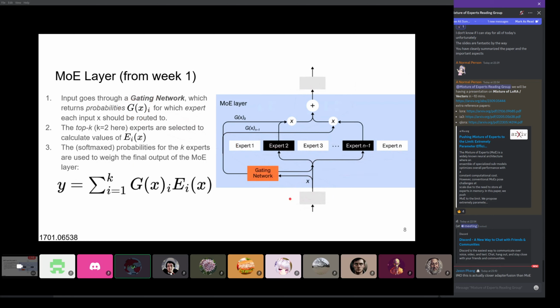And so the input x is passed not just to a gating network, but also to each individual expert in the entire MoE layer. Then the outputs of these experts are scaled by the probabilities given by the gating network. And the reason I want to show this slide again is to emphasize that this general concept applies for both sparse MoE layers and soft MoE layers.